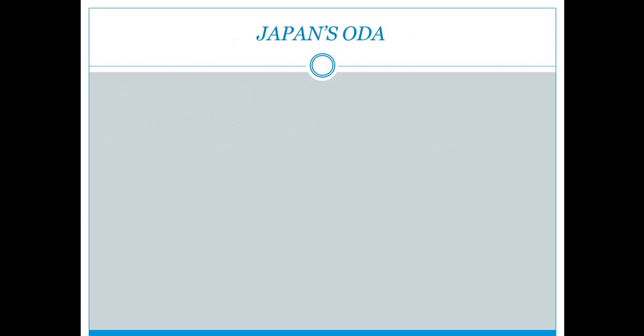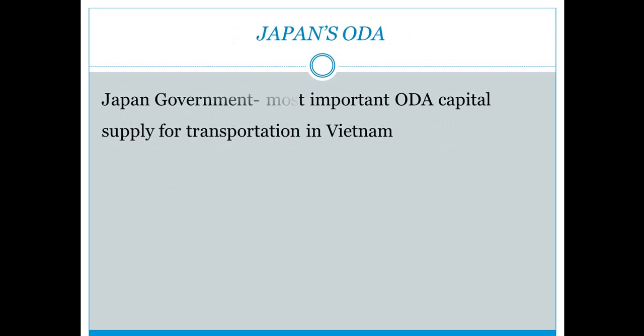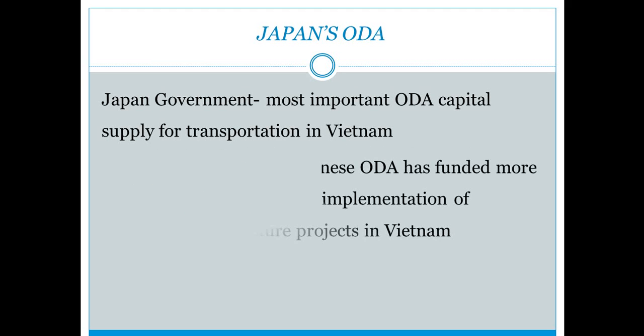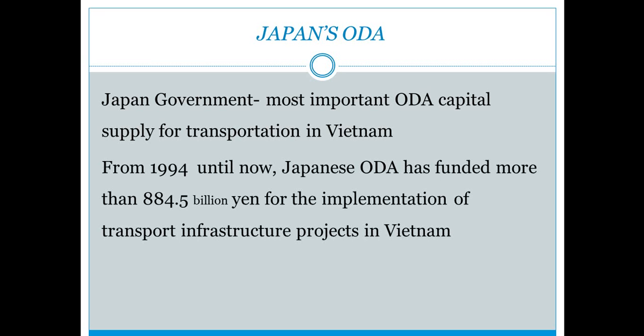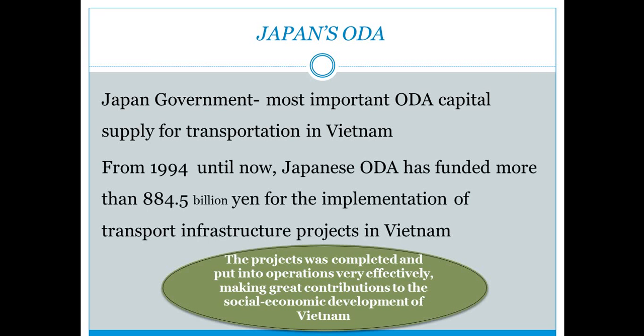The government of Japan is the most important ODA capital supplier for transportation in Vietnam. It has been a major provider of ODA loans for Vietnam from 1994 to date. The Japanese ODA has funded more than 884.5 billion yen for the implementation of traffic infrastructure projects in Vietnam. The projects were completed and put into operation very effectively, making great contributions to the socio-economic development of Vietnam. We can list some typical projects such as the Hai Van Tunnel, the Cần Thơ Bridge, Thanh Trì Bridge, Hanoi Ring Road 3, and so on.